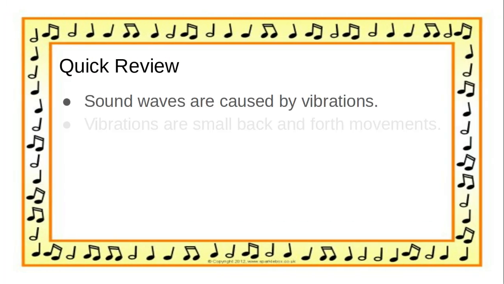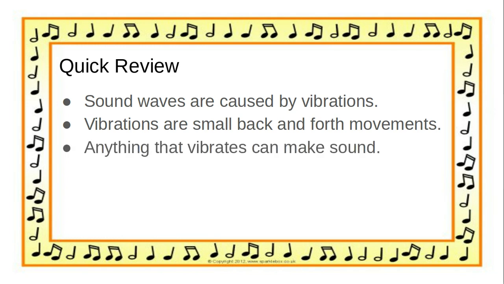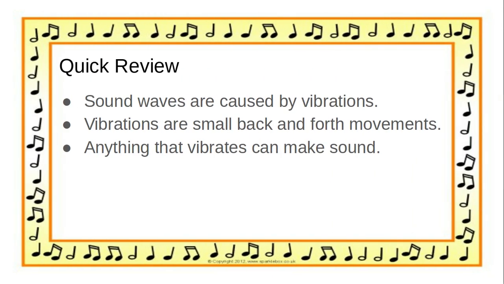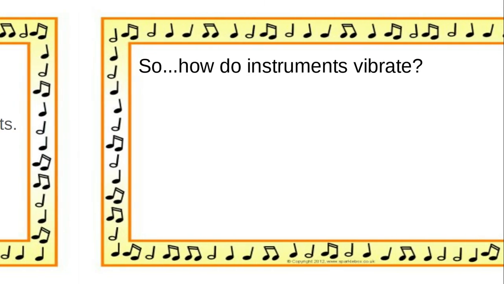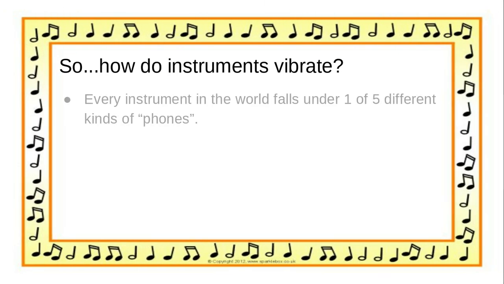So, quick review again. Sound waves are caused by vibrations. Vibrations are small back and forth movements. Anything that vibrates can make sound. Sorry, that was too quick. Okay, so how do instruments vibrate? That's a very good question.